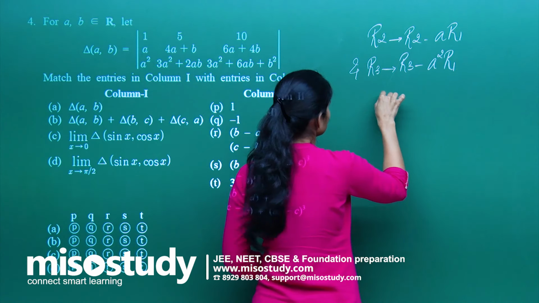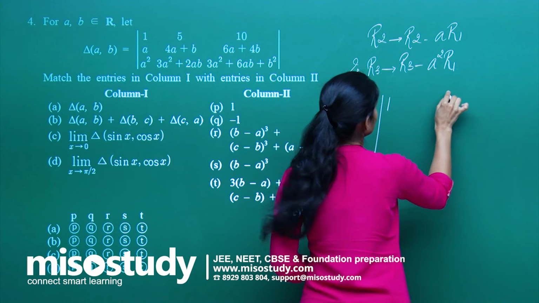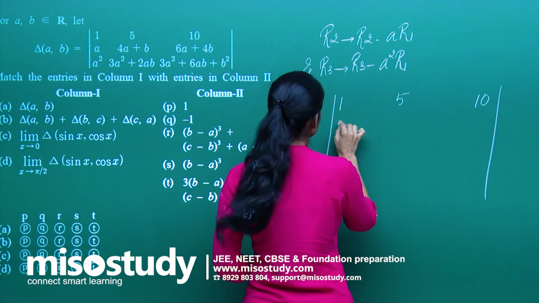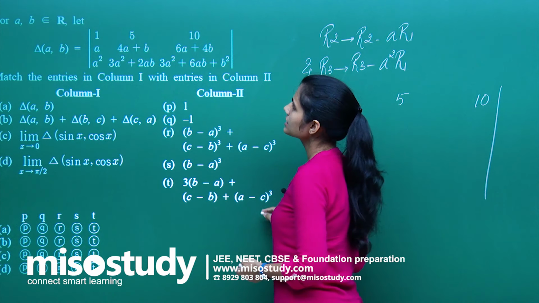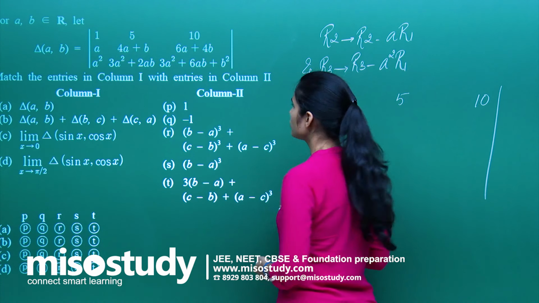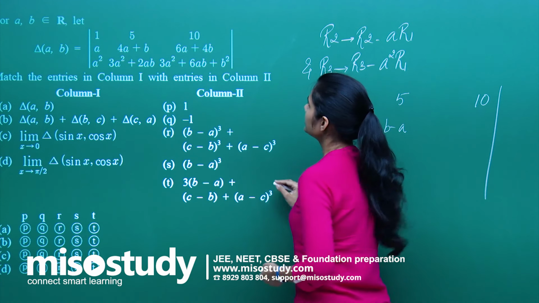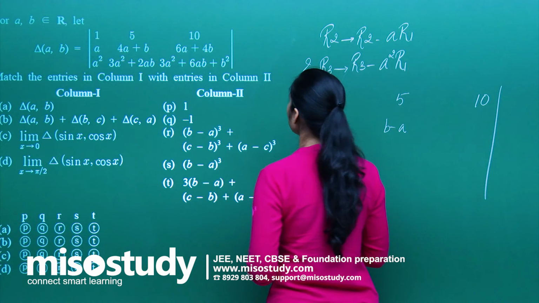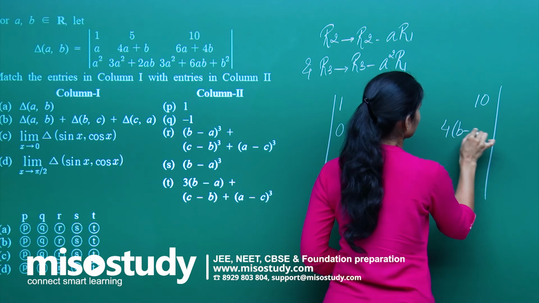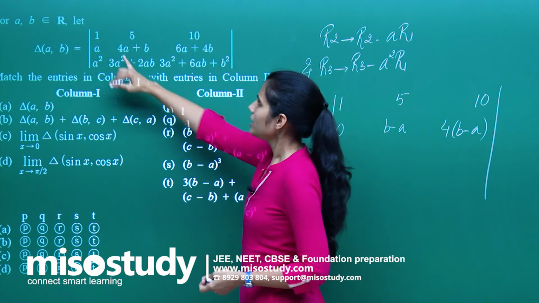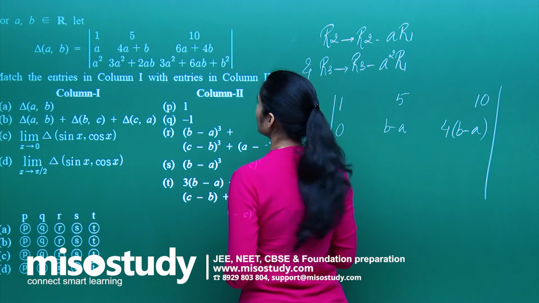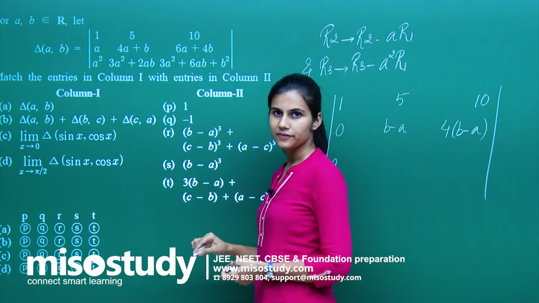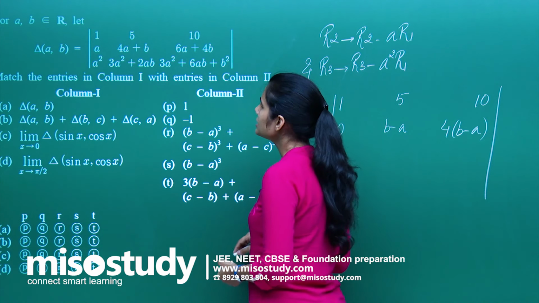So what do I get? This is 1, 5 and 10. Then this is a minus a, which is 0. Then this is 4a plus b minus 5a, which is b minus a. Then it is 6a plus 4b minus 10a, which is 4b minus 4a. Then you have a square minus a square, which becomes 0. Then you have 3a square plus 2ab minus 5a square. So it becomes 2ab minus 2a square.